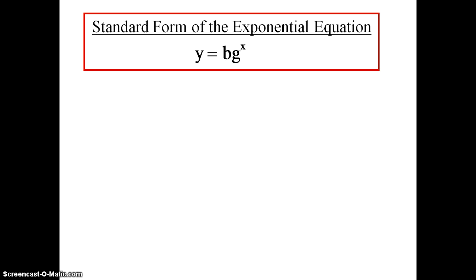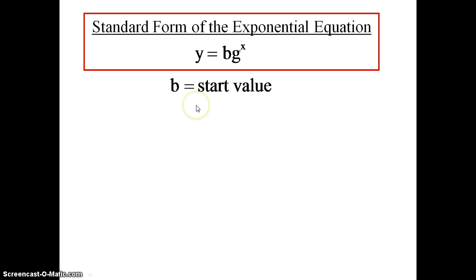Moving on to the standard form of the exponential equation. And again, it depends on what textbook you pick up, but I prefer this way of representing exponential equations because for so long we've been talking about y equals mx plus b, and b has always been our y-intercept. Well, it's the same if we use this formula here. Y equals b times g to the power of x. B is still our y-intercept, or our beginning point, and g stands for what it is growing by.